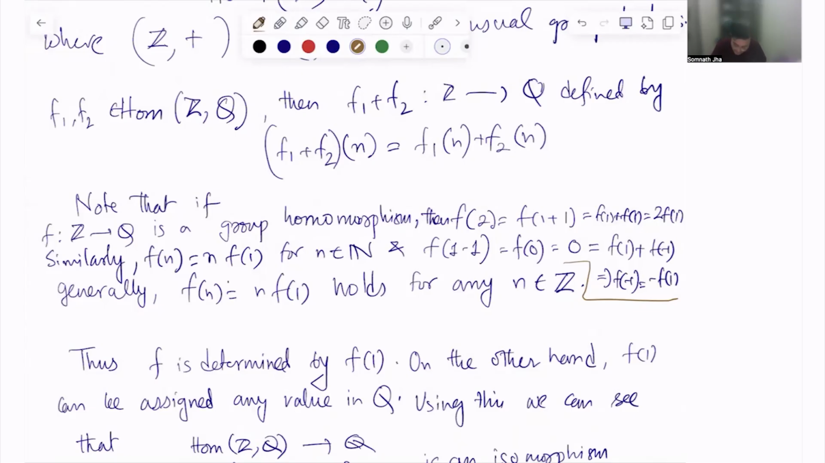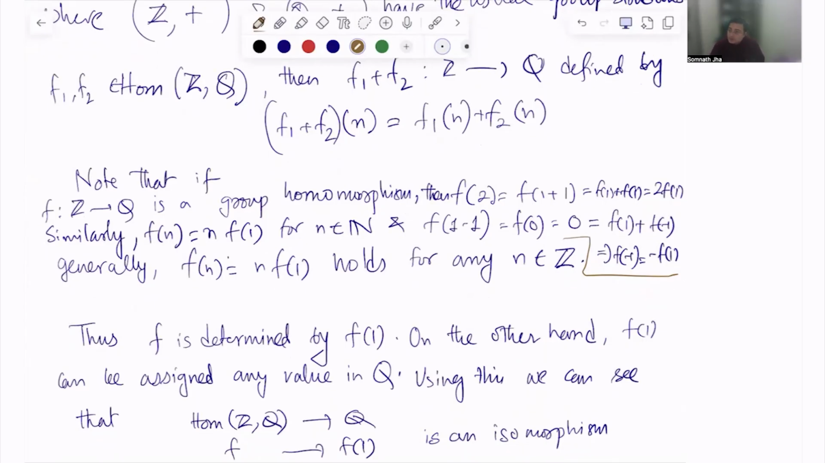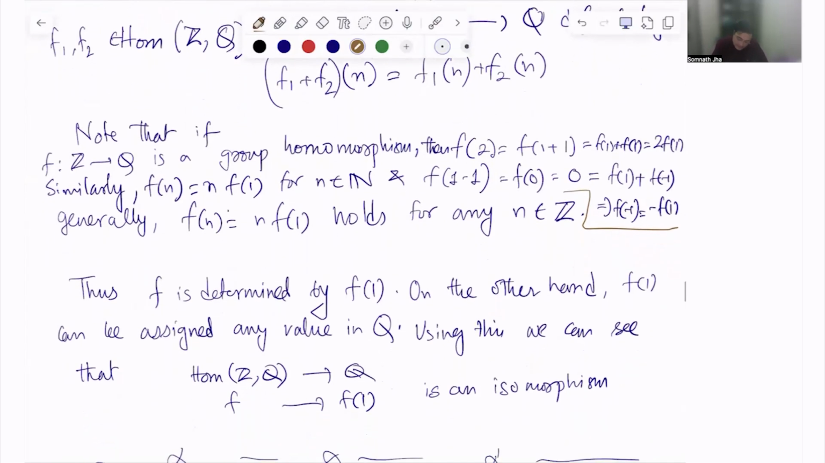If you think about it, if you have a group homomorphism, there is no restriction on what value f of 1 can take, right? So you can assign f of 1 to be 0, f of 1 to be 1, f of 1 equal to p by q, any value you like, 1 by 2, 2 by 3, minus 4 by 5, there is no restriction.